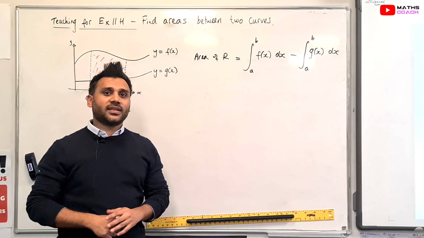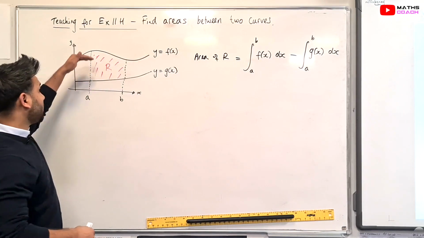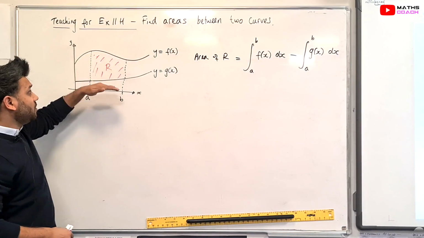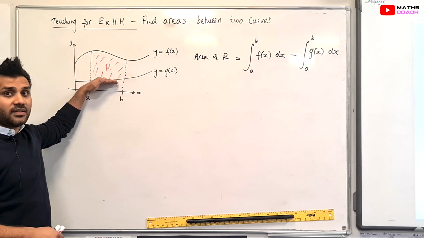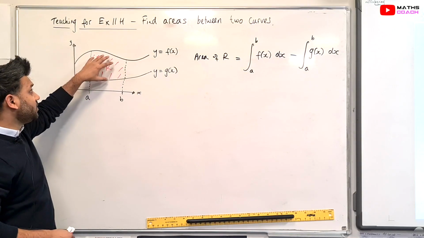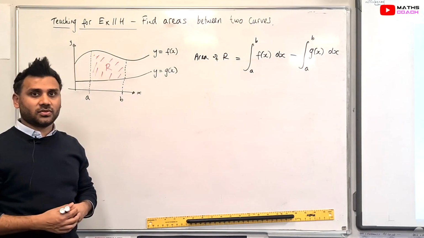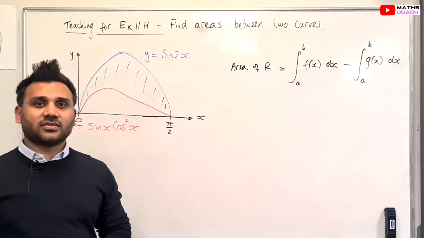So in order to work out the area between two curves, we work out the area underneath the top curve minus the area underneath the bottom curve, and the resulting area is the area between two curves. So let's move on to the next example.